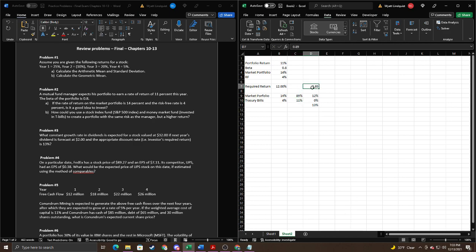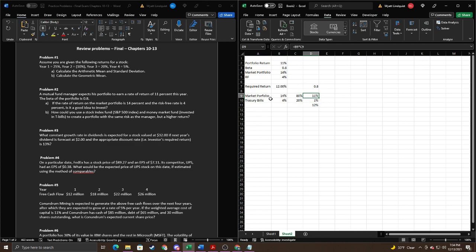So hold on, let's redo the goal seek. Sorry about that. What-If Analysis, Goal Seek. Set this cell to the value 0.12 by changing this cell. Hit OK. There we go. And we get 0.8, or 80%.